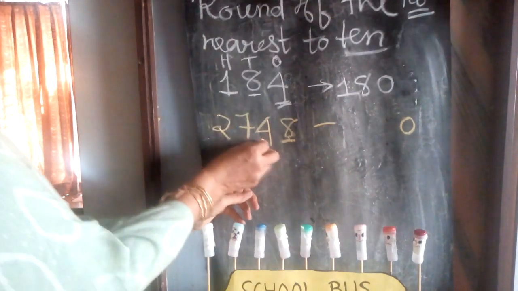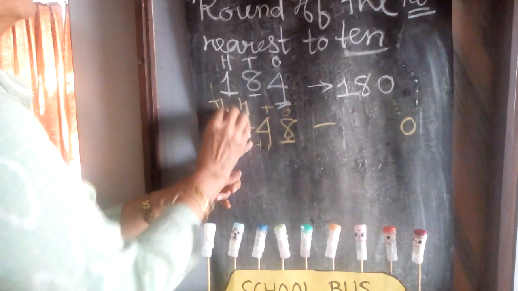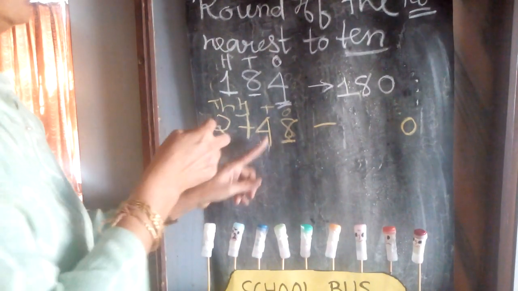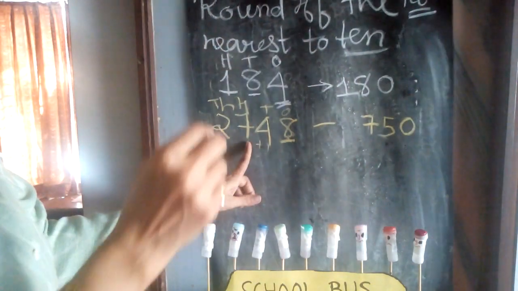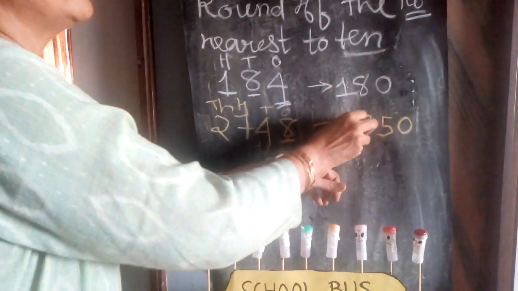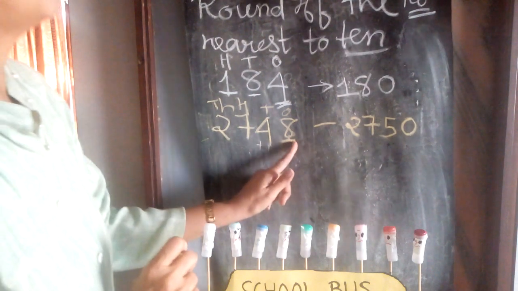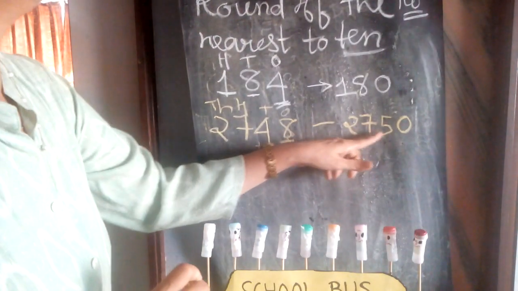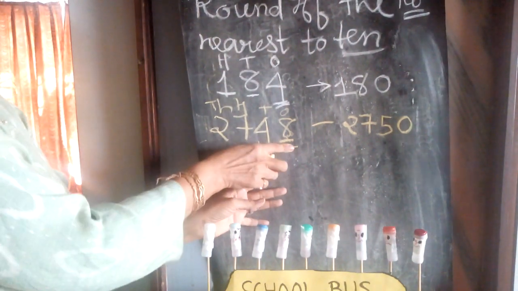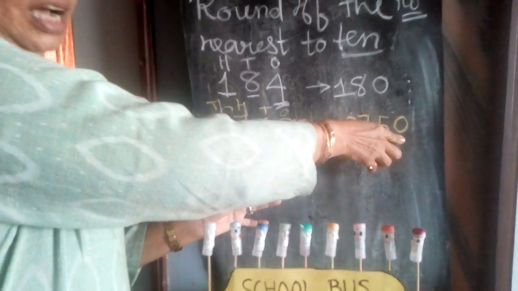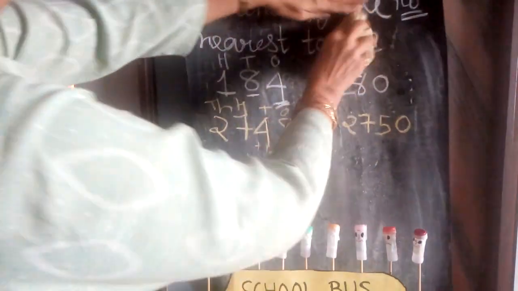So plus 1 to the previous number, that is in tens place. So it will become 4 plus 1, 5, and 7 will remain as it is and 1000 will remain as it is. So now your rounding of the number 2748 will be 2750. Nearest to tens, 48, nearest to 48 is 50. Understood, children? Now look at another example here.